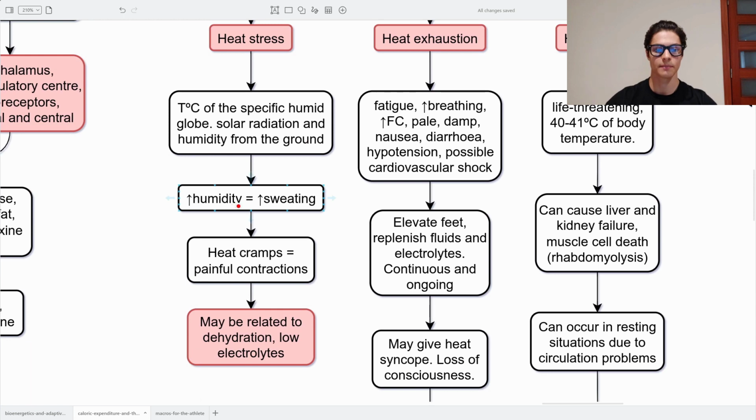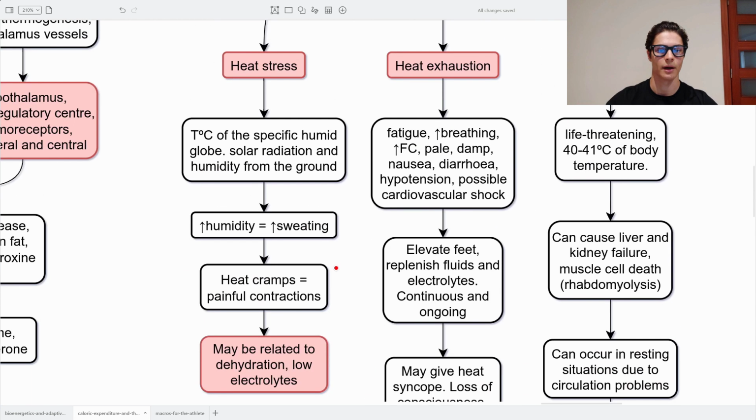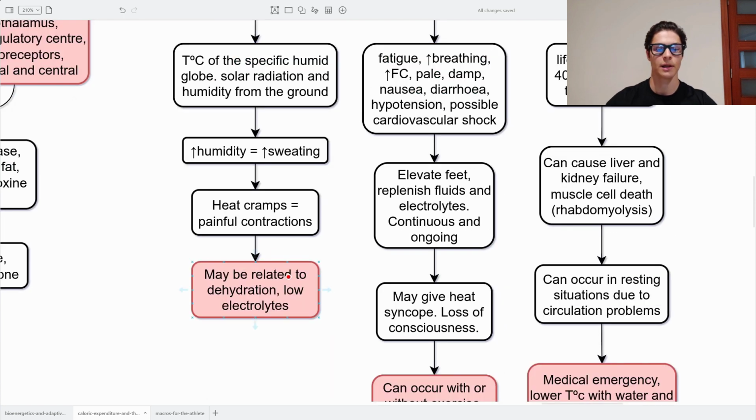And higher humidity, higher sweating. And this has to do with the heat cramp. So a heat stress can give painful contractions, and it may be related to dehydration and low electrolyte. So what we have to do is to rehydrate ourselves and remineralize ourselves as well.